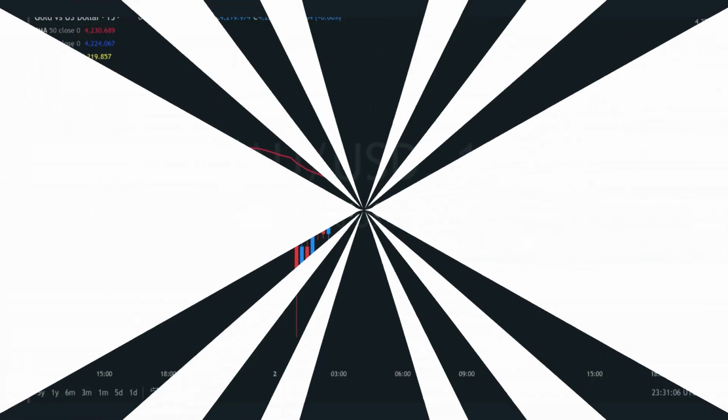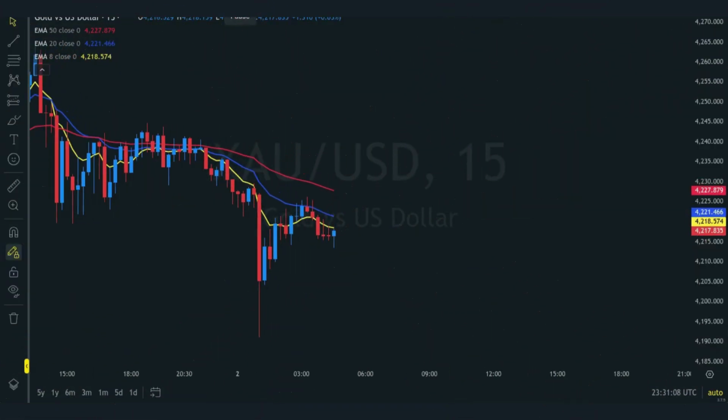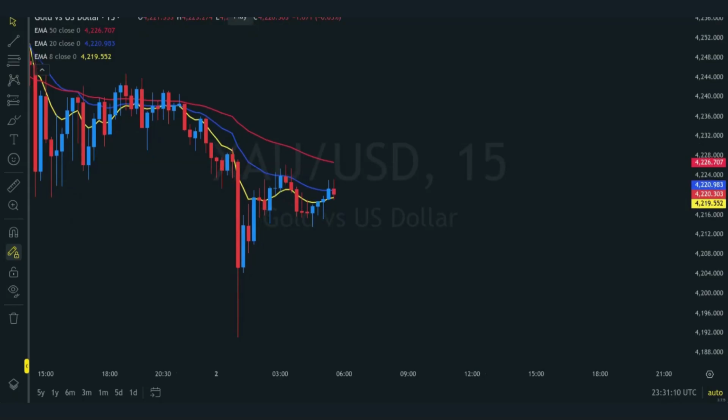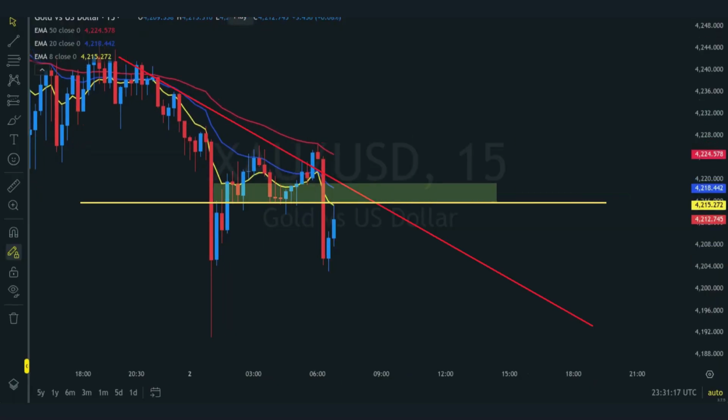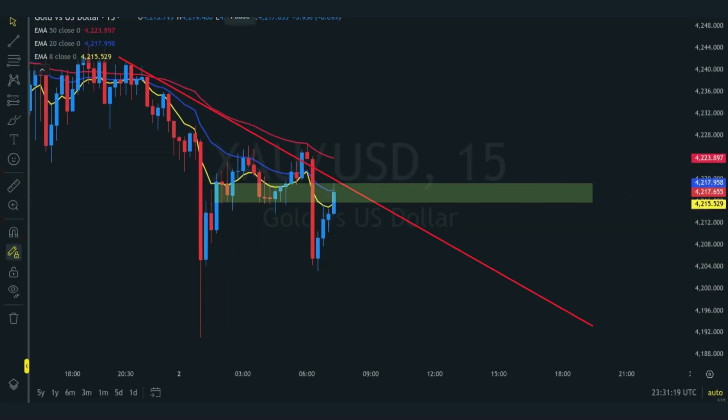Now let's look at a short example, because gold is often more aggressive when falling. Switching to bearish market. EMA stack bearish. Lower high lower low structure. Same logic, but in reverse.